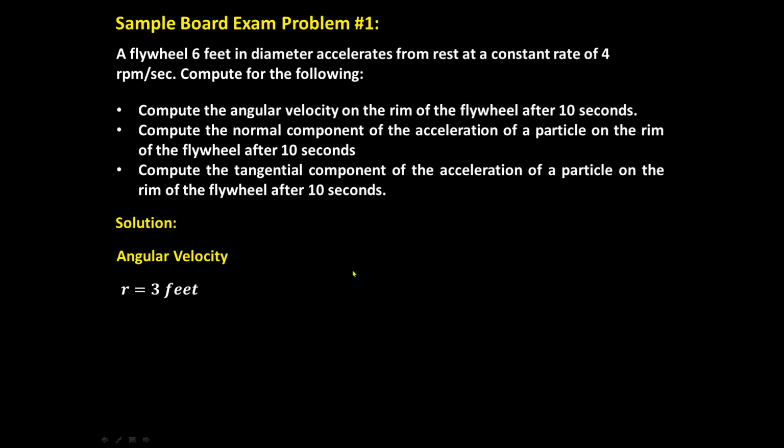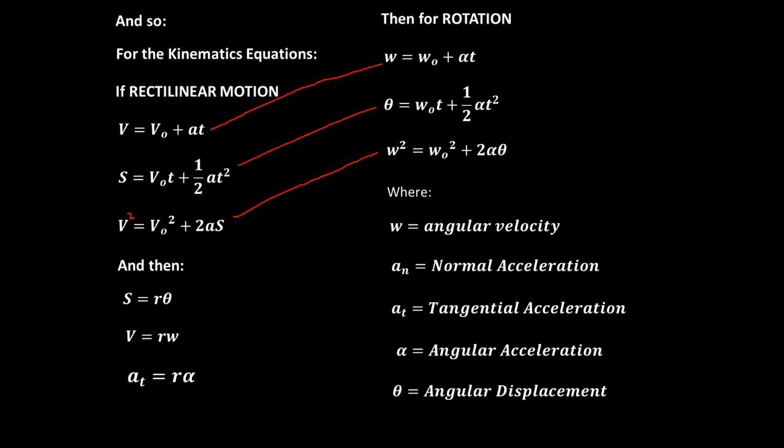So, next. Alpha now is equals to 4 times 2 pi over 60. Ano ba yung 4? That is RPM per second. And then, multiply ko ng 2 pi over 60. At ang nakuha ko is 0.42 radian per second square. Ano ba yung formula ng alpha? Kung babalikan natin kanina, ang formula ng alpha, ito siya.